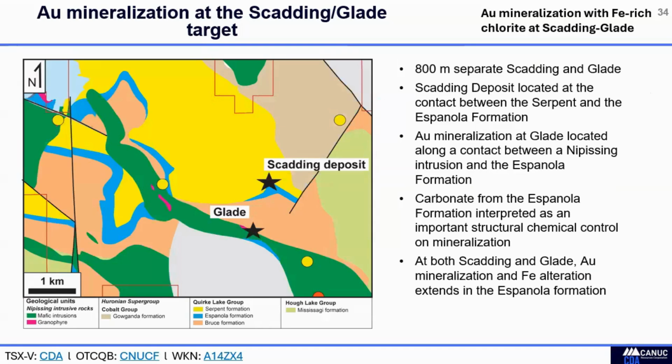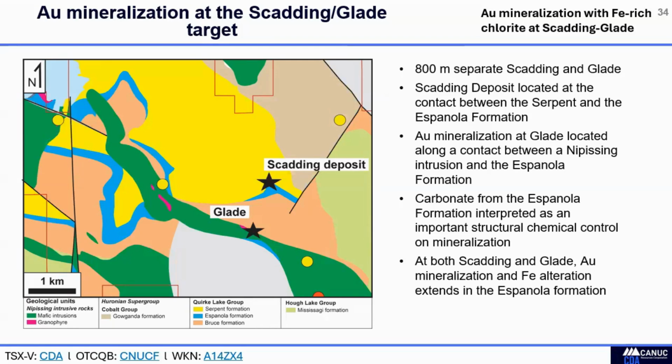If we look at the geological context of Scadding and Glade, it's actually interesting because even though they're separated by approximately 800 meters, there are similarities in the structural and geological controls for the two zones of mineralization. In yellow, it's the Serpent Formation. In blue, it's the Espanola Formation. Scadding is located very close to, or at, the contact between Espanola and the Serpent.